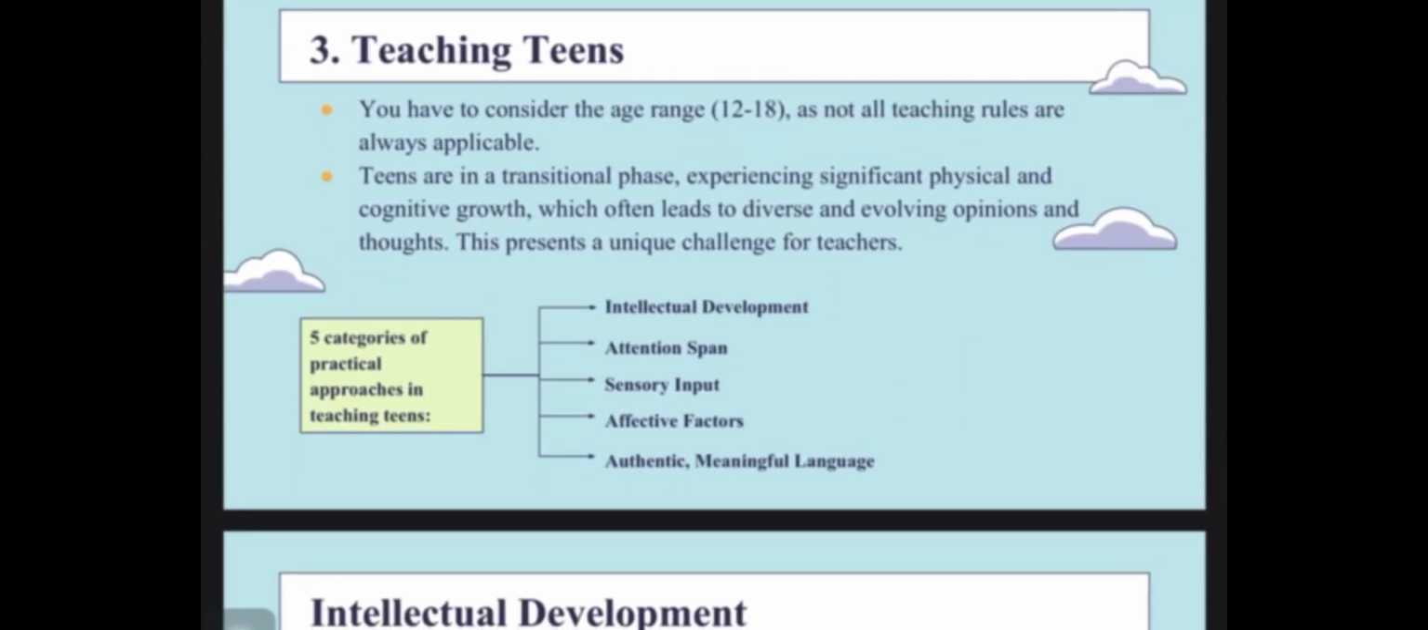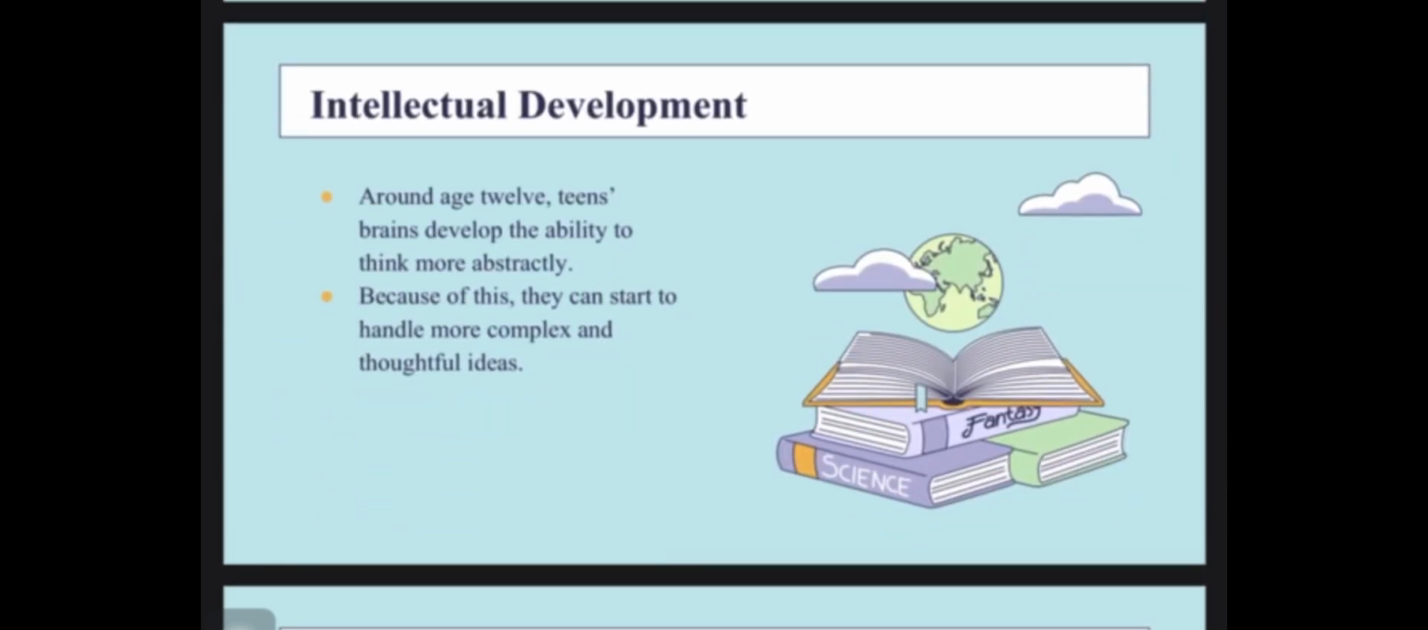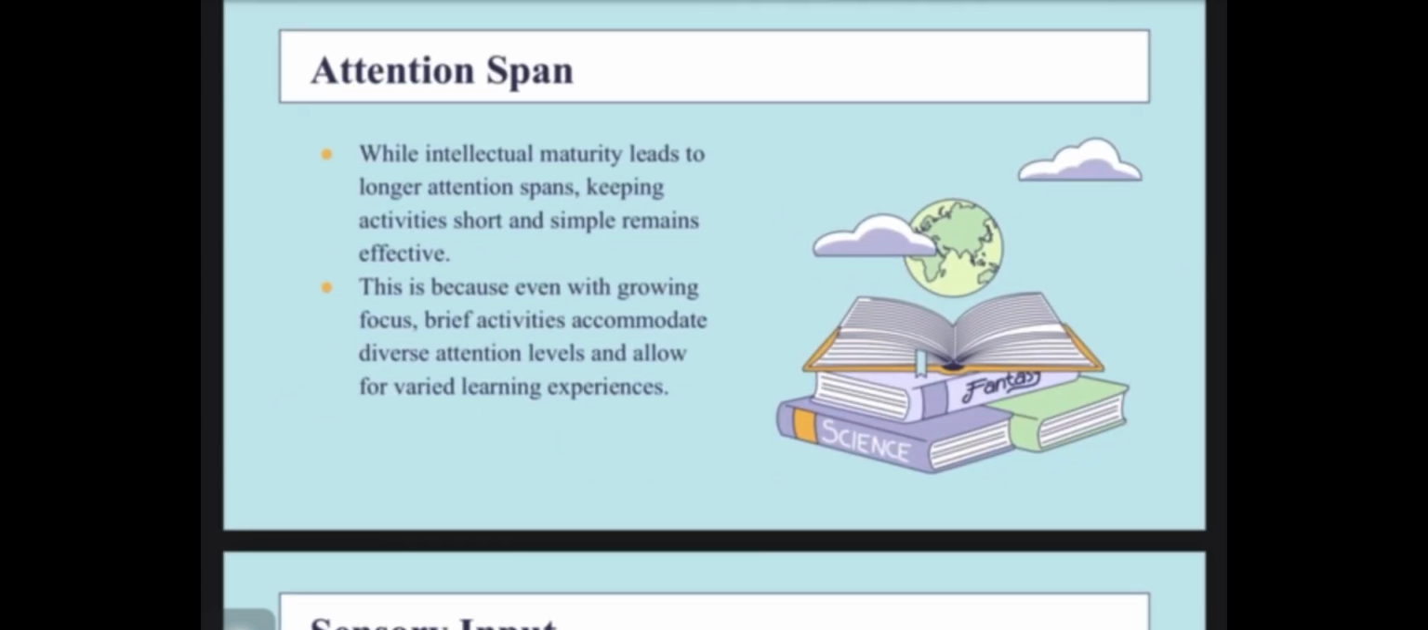Now, we will focus on teaching teenagers. Teenagers are in a transitional phase, so teaching them can be challenging due to physical, emotional, and cognitive changes. The first key area when teaching teenagers is intellectual development. Around age 12, teens begin to think more abstractly. They are capable of discussing deeper topics, such as social issues and personal opinions.